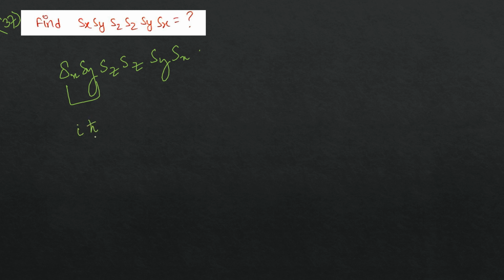Next question. I left another question. Yeah, there is another question, 37. Find Sx, Sy, Sz, Sz, Sy, Sx, Sx, Sy, Sz, Sz, Sy, Sx. This is what we have to find. So Sx, Sy is how much? Sx, Sy we know is i h cut by 2, i h cut Sz, isn't it?